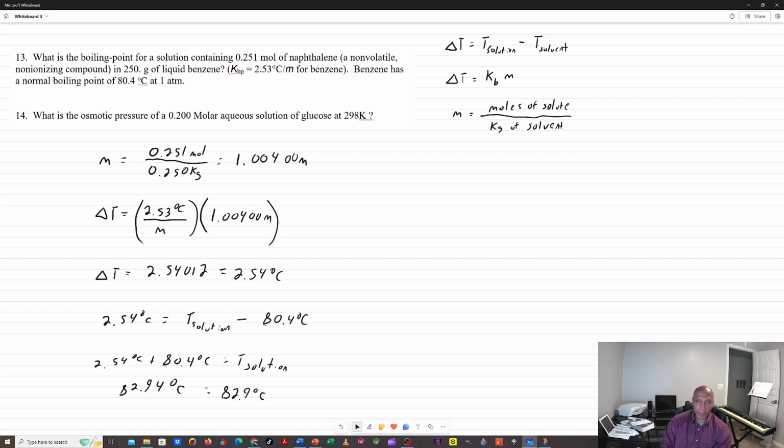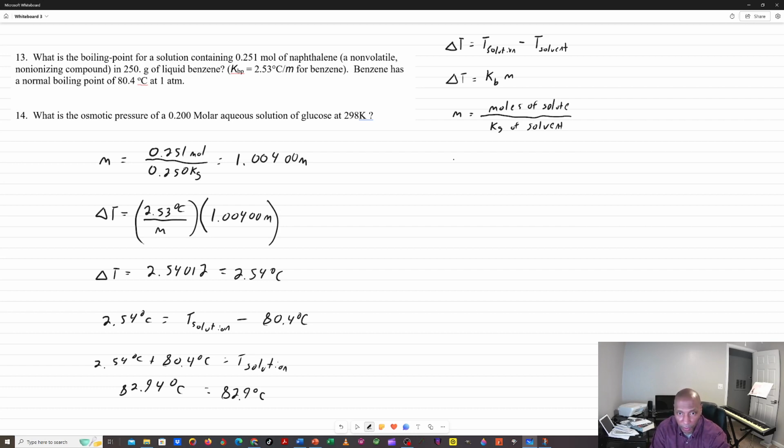That was pretty easy, right? Yeah, it was. Number 14, what is the osmotic pressure of a 0.2 molar aqueous solution of glucose? Now, if you forget the equation for osmotic pressure, all you have to do is recall the equation for the ideal gas law.